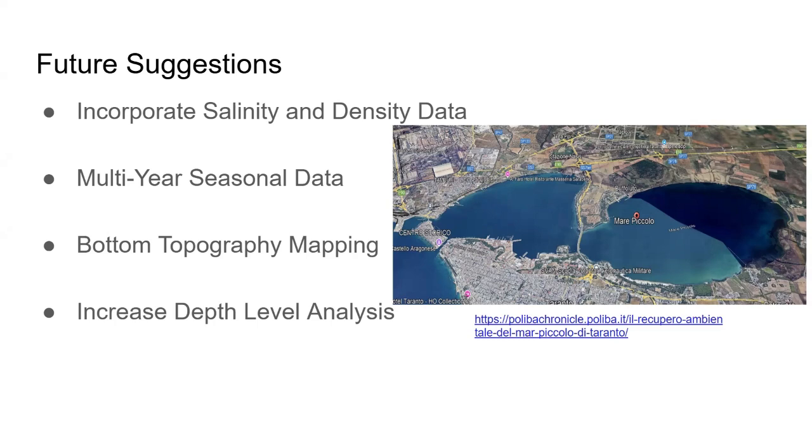Another suggestion is to do more detailed bottom topography mapping. The shape of the seafloor has a big impact on how currents move and where materials tend to collect. Having that data would make our models way more accurate. And lastly, we recommend doing more depth level analysis. Most of our current data focuses on the surface, but the water at different depths can behave very differently, and understanding what's happening below the surface could give us a more full picture. Overall, these steps could really help us improve future studies and lead to a more complete understanding of the area.